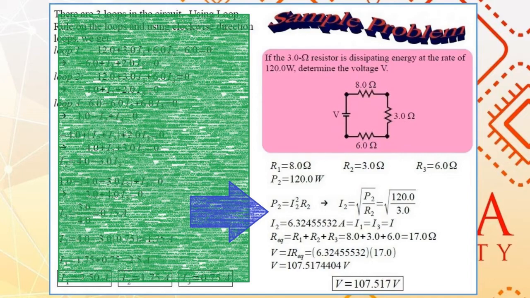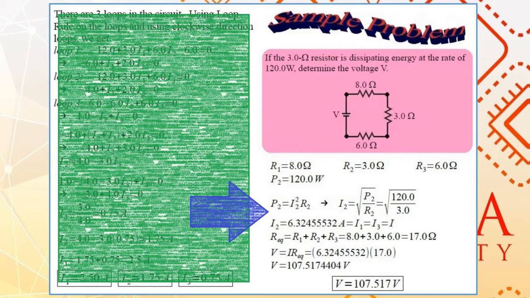I2 is 6.3245532 amperes. And since, as you can see in the figure, all our resistances are in series connection, I2 is our total current. There's only one current passing through resistors in series. Therefore, total current I is equal to I2. If we now get the R equivalent, R equivalent of resistors in series is just R1 plus R2 plus R3. R equivalent is equal to 17 ohms.